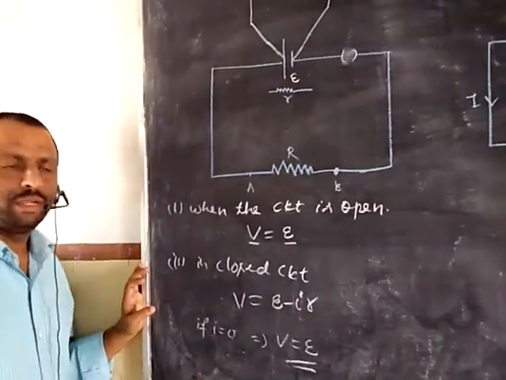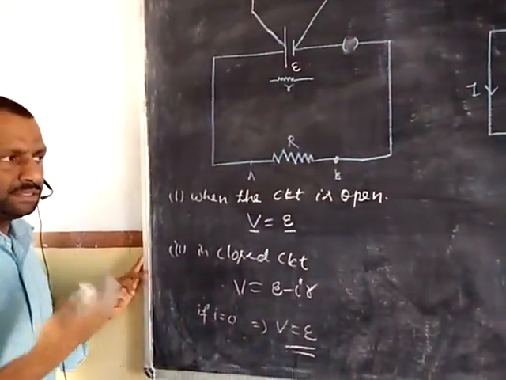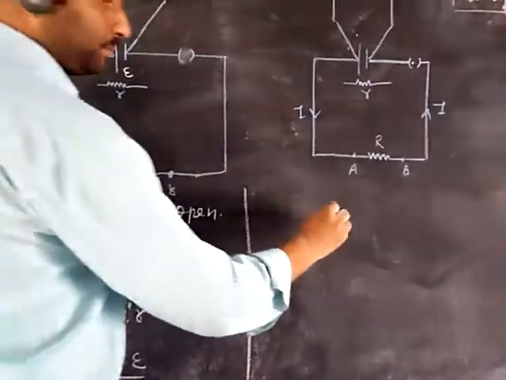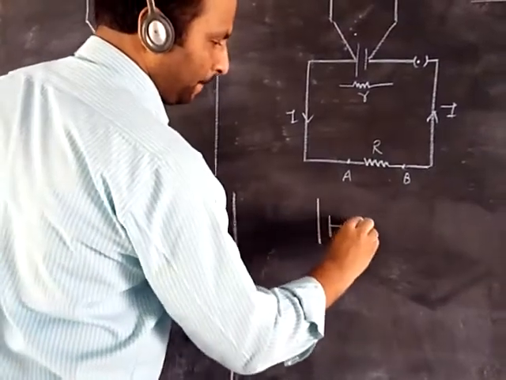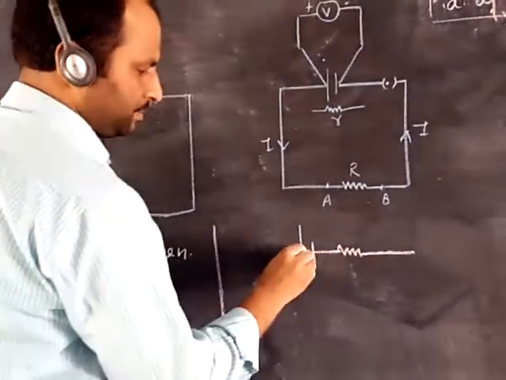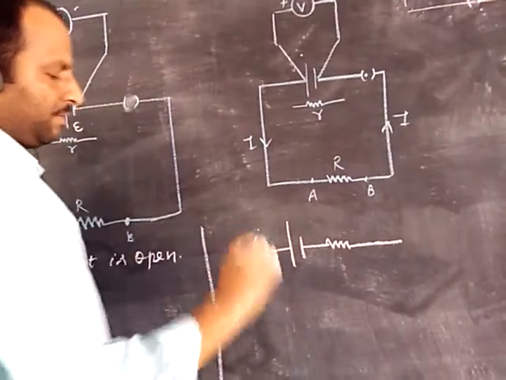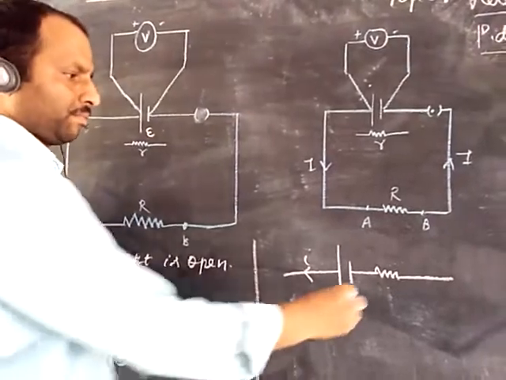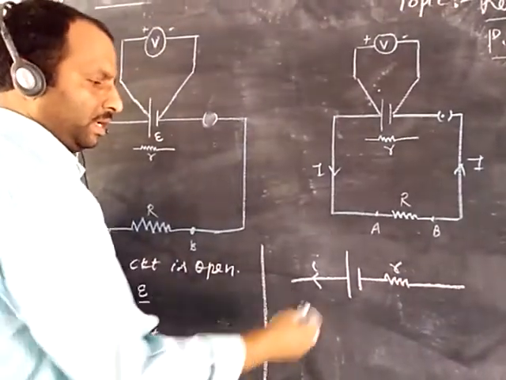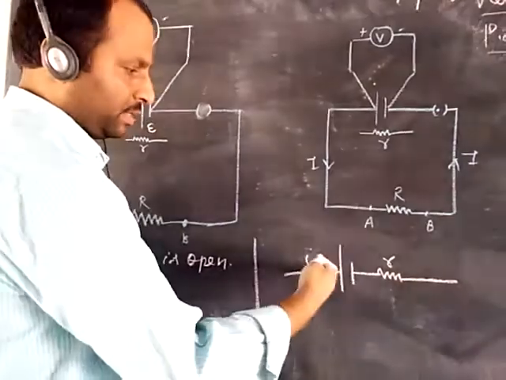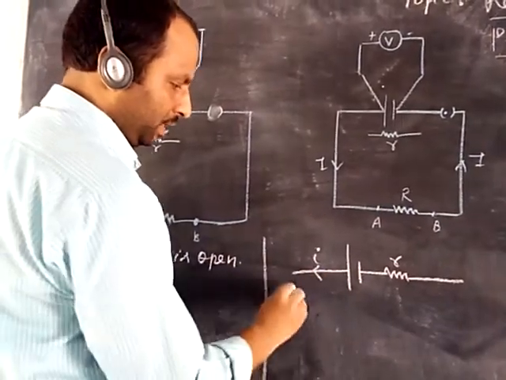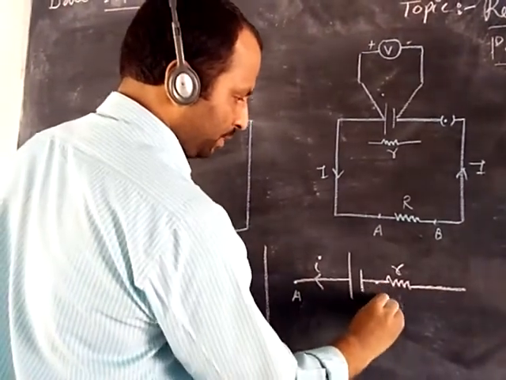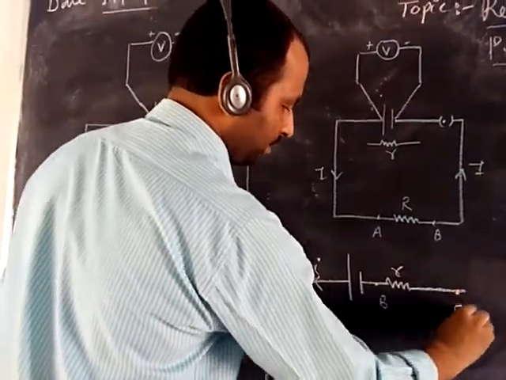If you did not understand, we can use another method. Let us suppose there is a battery, and this is its internal resistance, small r. Suppose the circuit is completed, and the current I is flowing. Let us consider the three points: this is the point A, this is the point B and this is the point C.